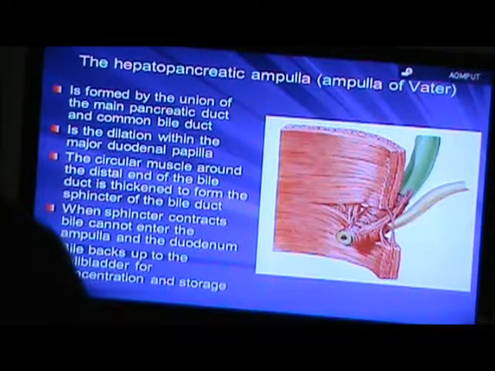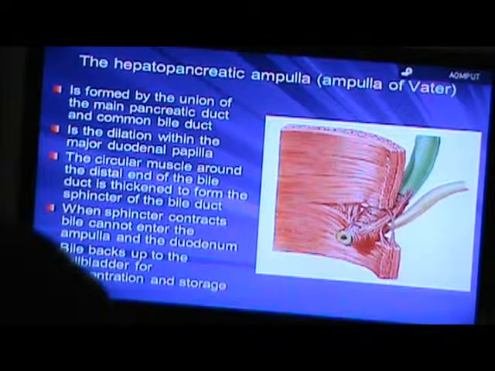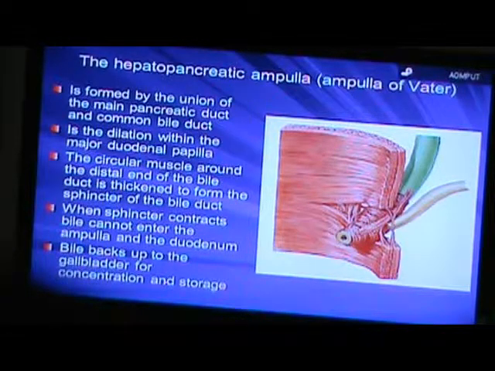The hepatopancreatic ampulla, or ampulla of Vater, which is the more common term, is formed by the union of the main pancreatic duct and the common bile duct. It is the dilation within the major duodenal papilla. The circular muscle around the distal end of the bile duct is thickened to form the sphincter of the bile duct. When the sphincter contracts, bile cannot enter the ampulla of the duodenum. So bile backs up to the gallbladder for concentration and storage.